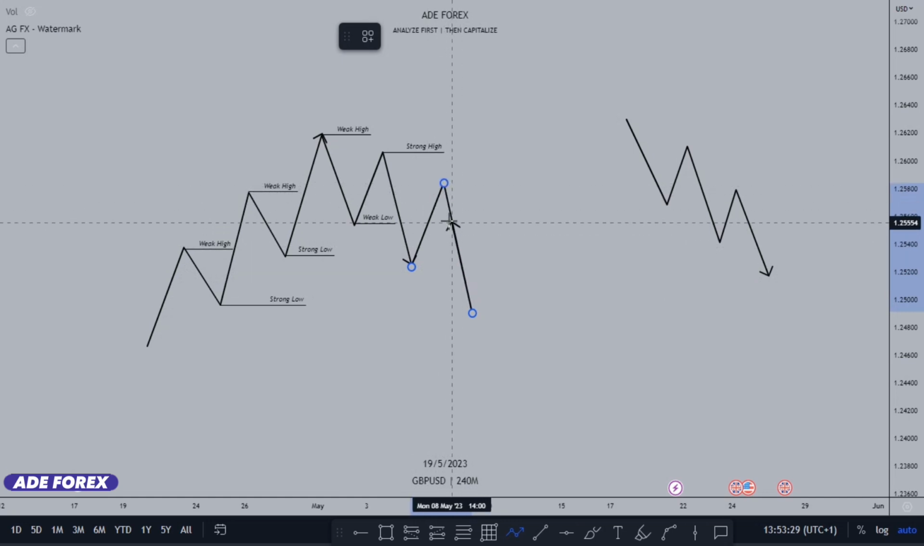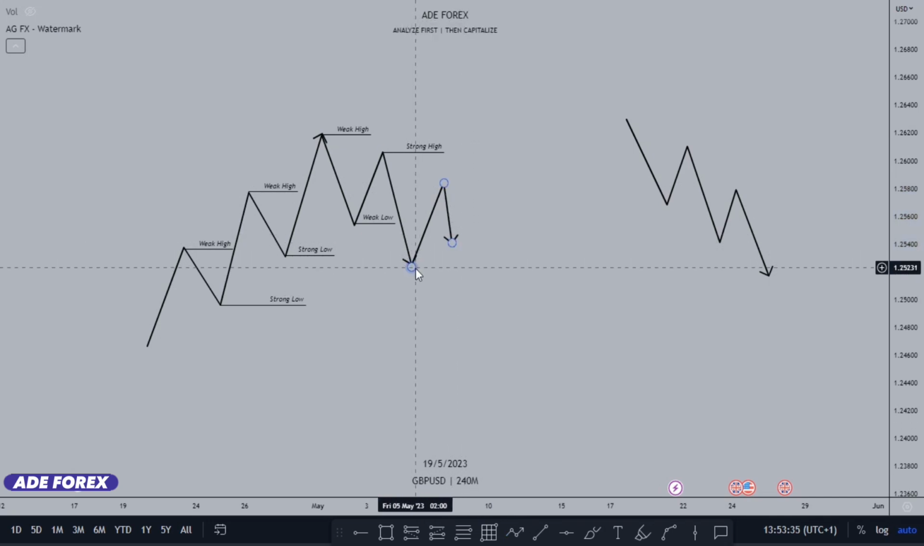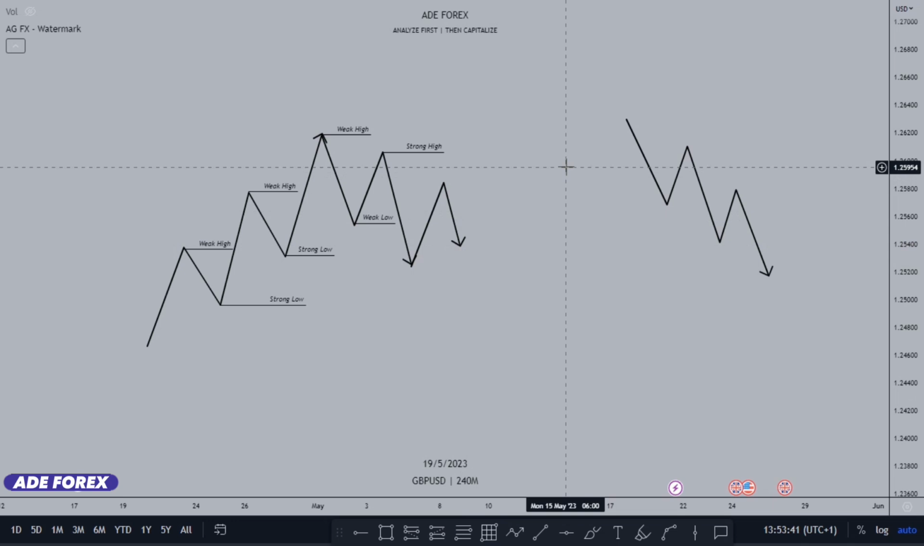So until this has happened, let's assume the market is right here. So this is just a potential weak low and then a potential strong high. That's basically the logic behind it. I hope you guys understand that simple logic. So I guess I've actually explained.